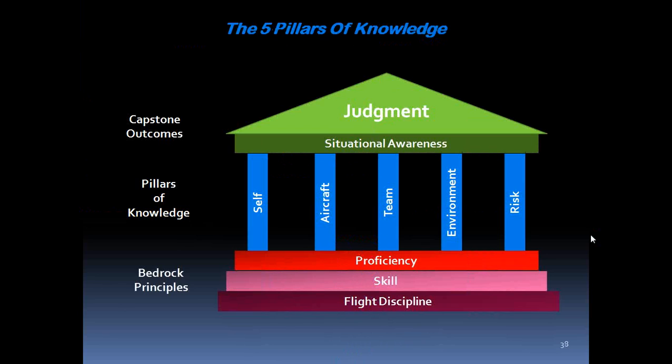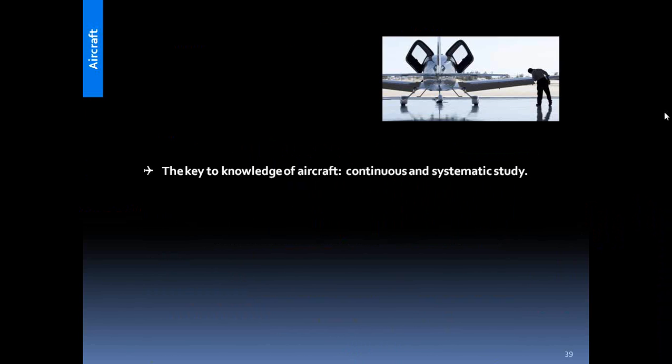Let's look at knowledge of aircraft now. The key to knowledge of aircraft is continuous and systematic study. If you want to know your airplane, you've got to do this. You've got to be continuous and you've got to be systematic. Give you an example. I was flying pretty complex airplanes there at United Airlines. A lot to learn and a lot to keep in your head. And the training courses, although they were thorough and long, were not enough. There was still a lot left to learn after you got out of those training courses.